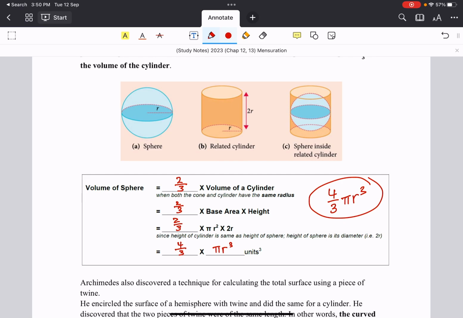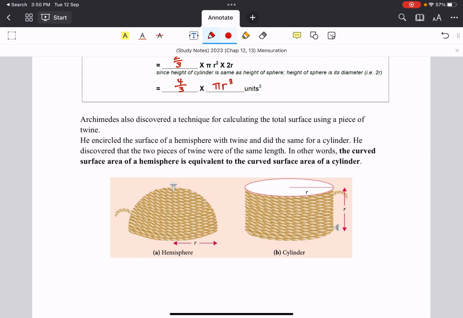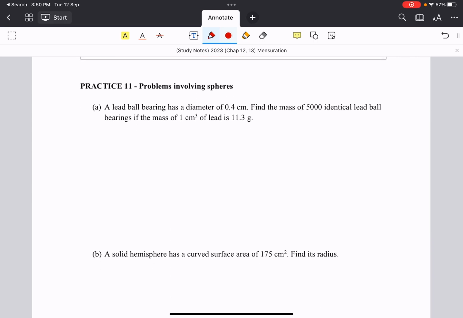There is also another technique that Archimedes used to calculate the total surface area. Again, I leave it to you to read it because it's all in your handout. But to quickly get to the main point, the total surface area is 4 pi r squared. I can share this story with you, of course, but maybe in person. For this video, let's keep it to the main points. So the total surface area is 4 pi r squared, and the volume is 4/3 pi r cubed. Good to remember them. With this, we can answer some of the practice questions.